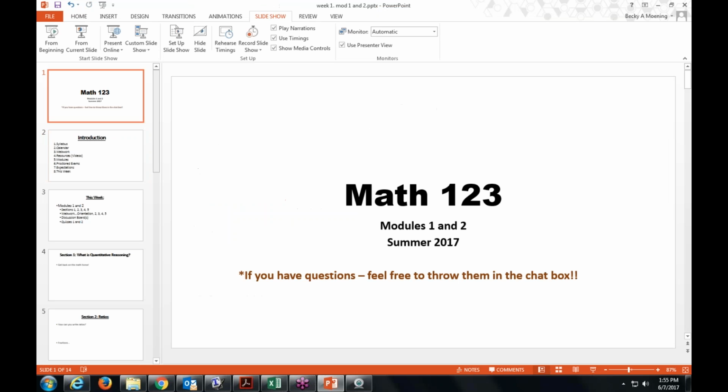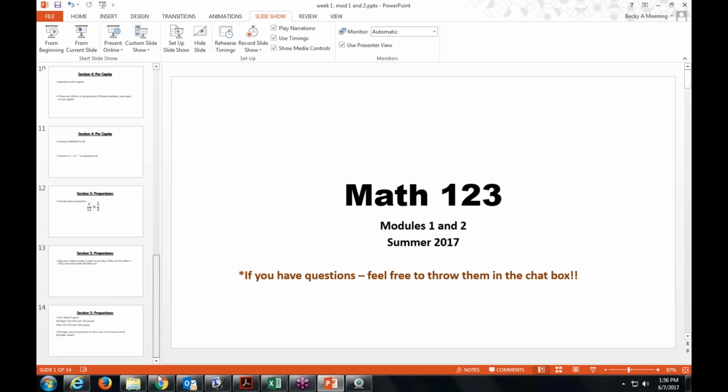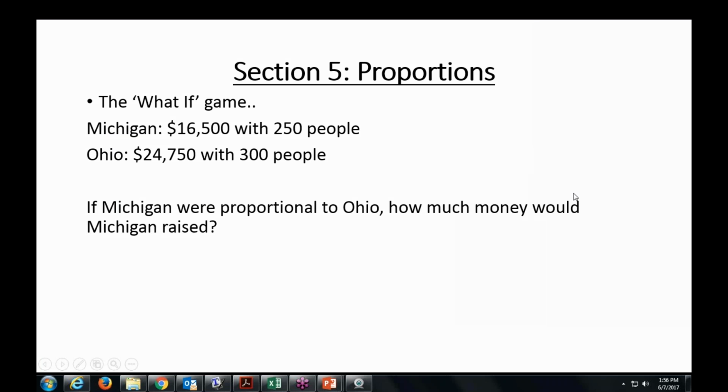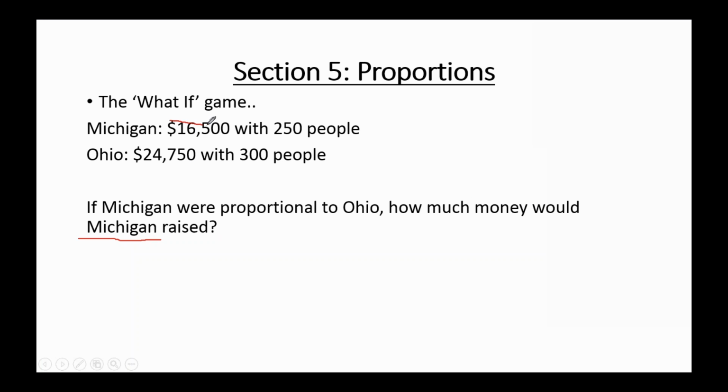So what did I just do? It's always the question. There we go. Okay, so notice how it says how much money would Michigan have raised. So we don't care about the 16,500. That's what they actually did. We want to say, what if they were like Ohio?